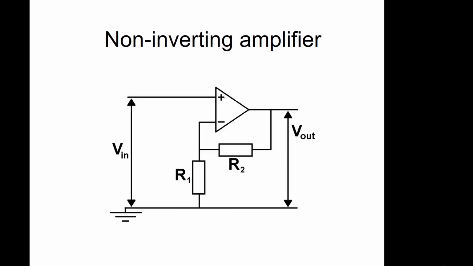So we've looked at the inverting amplifier. Here's another arrangement, and this is known as the non-inverting amplifier arrangement. In this case, we put the input voltage on the positive or the non-inverting terminal. We've still got negative feedback because our output is still connected to our inverting terminal, but now we've got a resistor network taking this to ground.